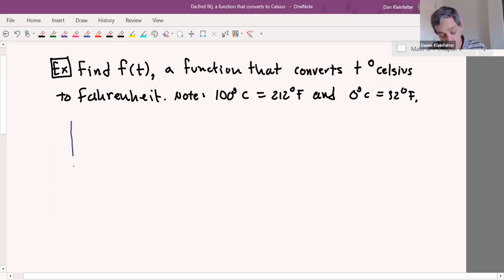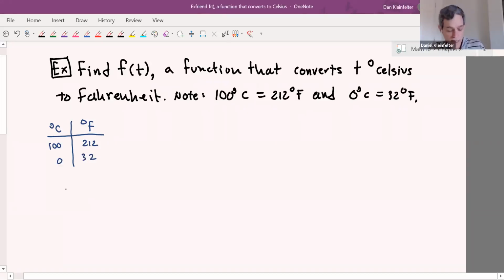So it might be helpful just to organize my information in a table. I need to pay attention to what's the x here and what's the y. Here our input is t, and that's degrees Celsius. So we're going to be turning degrees Celsius into degrees Fahrenheit. So let's copy over our points. 100 degrees Celsius is the same as 212 Fahrenheit, and 0 Celsius is 32 Fahrenheit.